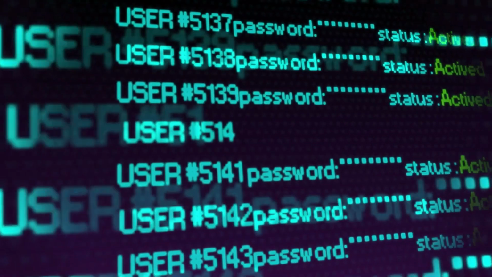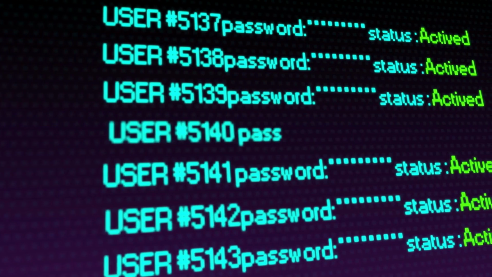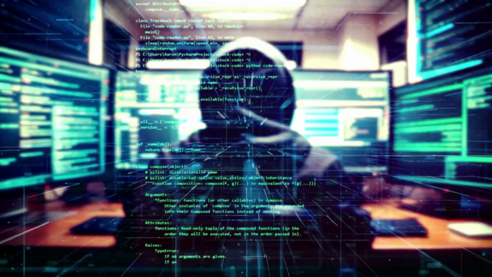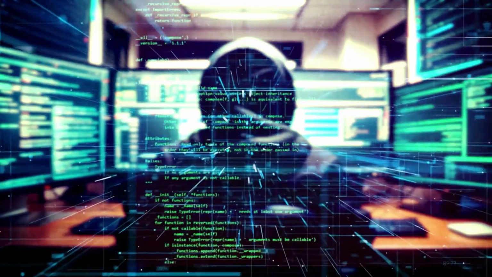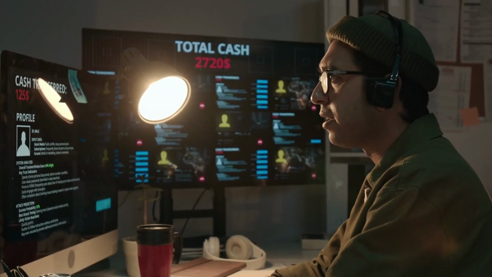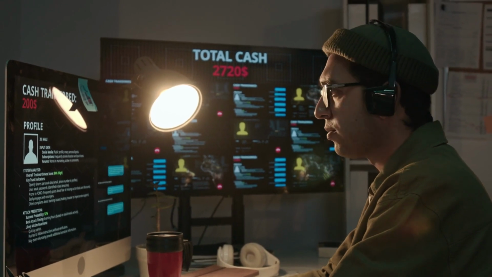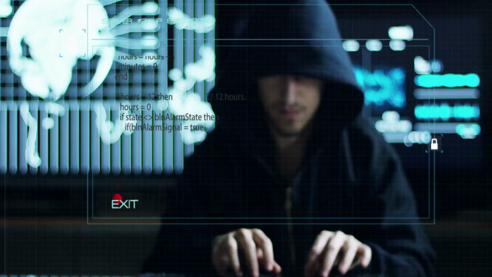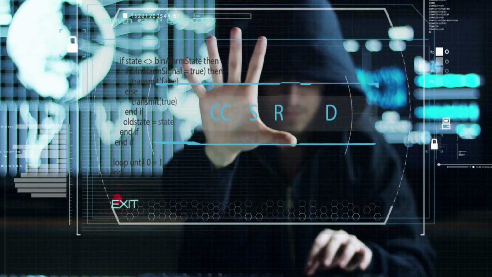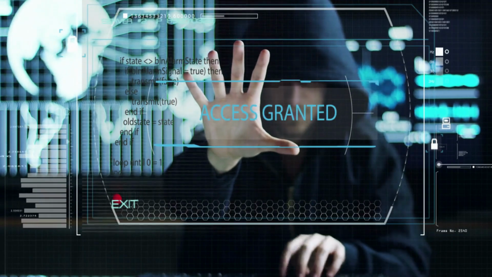Number 7. Credential theft. Usernames and passwords are valuable targets for cybercriminals. Hackers may steal credentials using techniques like phishing, malware, or automated login attacks. Once attackers gain access to a legitimate account, they can move through the system unnoticed.